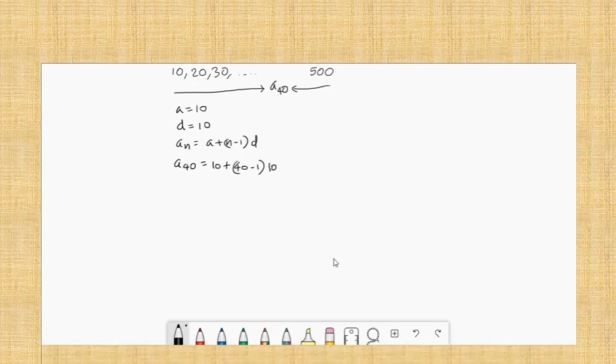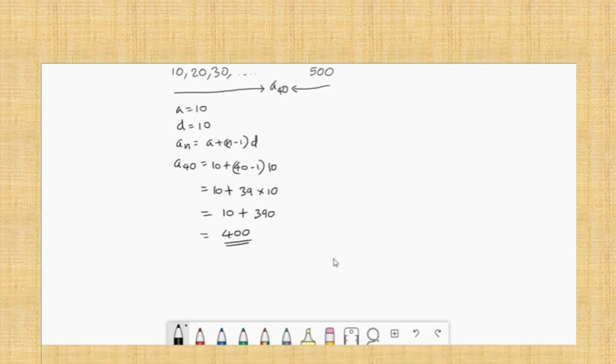Okay, the next step: 10 plus 40 minus 1 is 39, into 10. So next step, 10 plus 39 tens are 390. So the answer is 400. So 400 will be the 11th term from right to left, from 500. Therefore, 400 will be the answer, the 11th term from the last to first of this arithmetic progression.